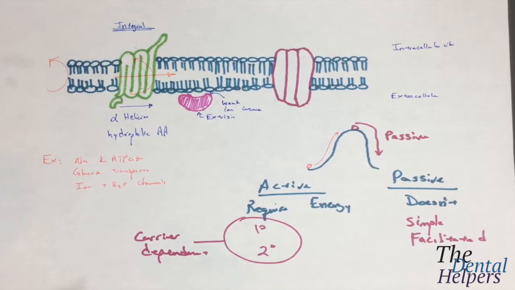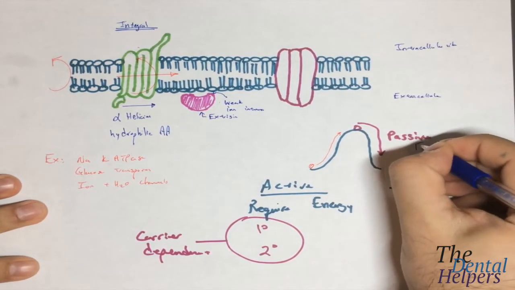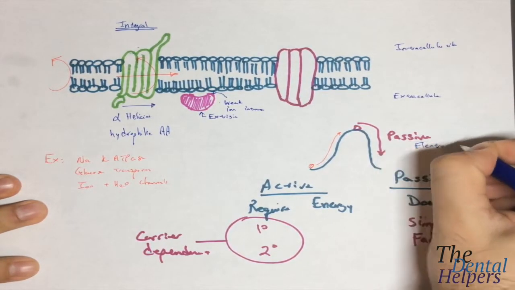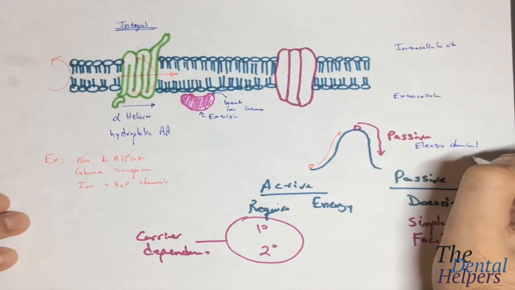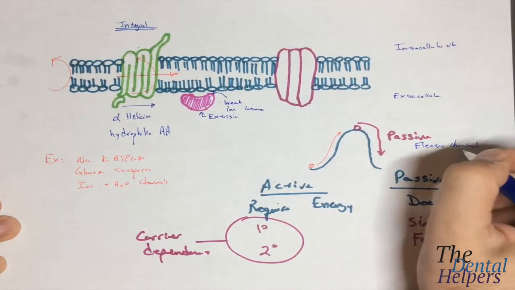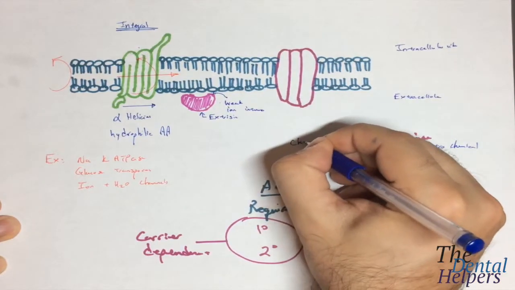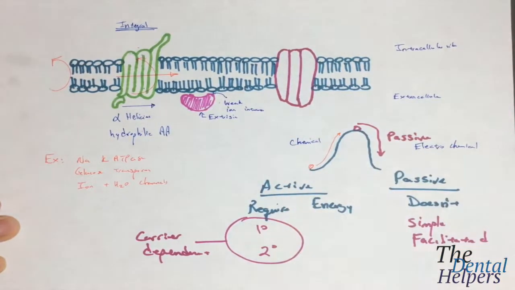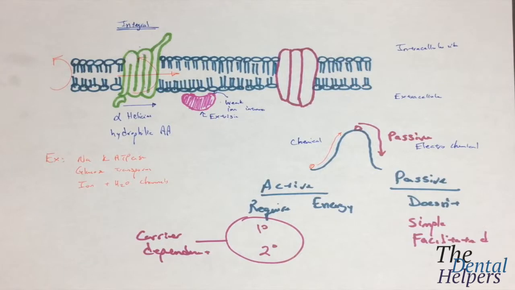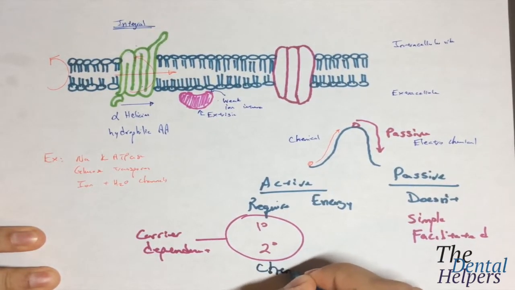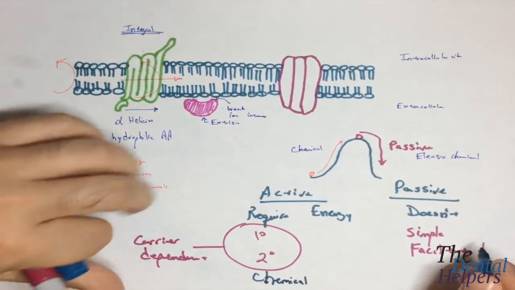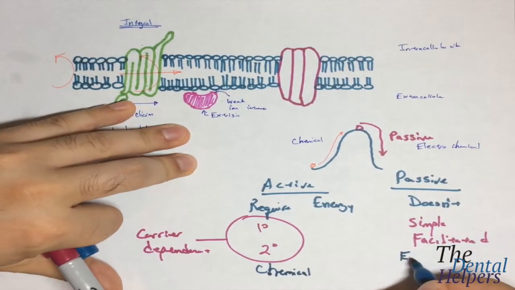So typically passive is going to go down an electrochemical gradient, while active transport is a chemical gradient. So that's another thing we should probably write in the table. So this is chemical, and passive would be electrochemical.